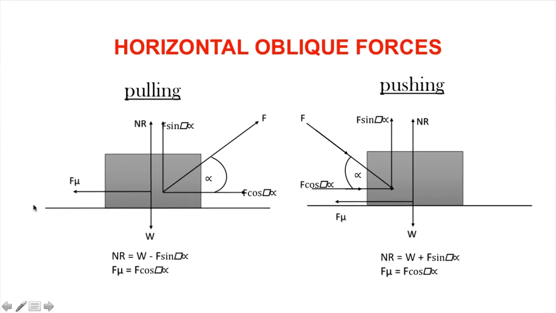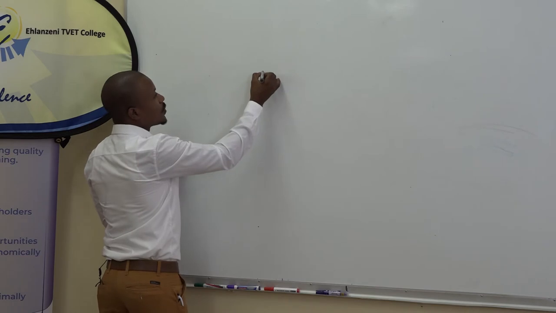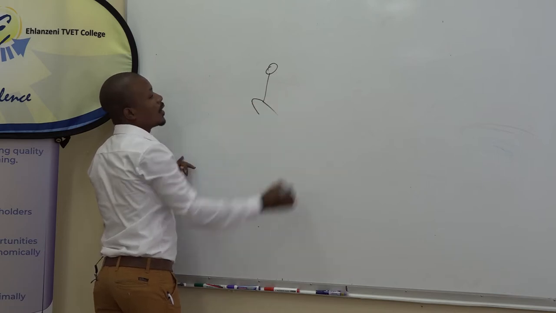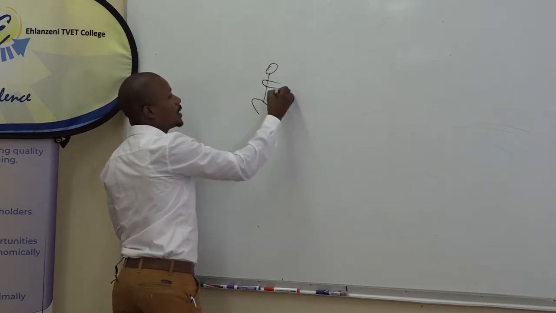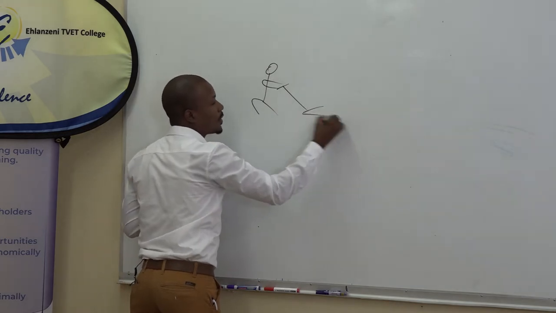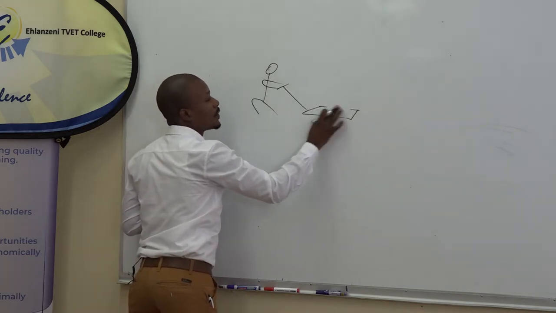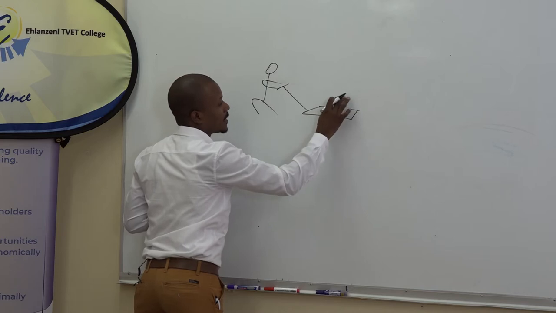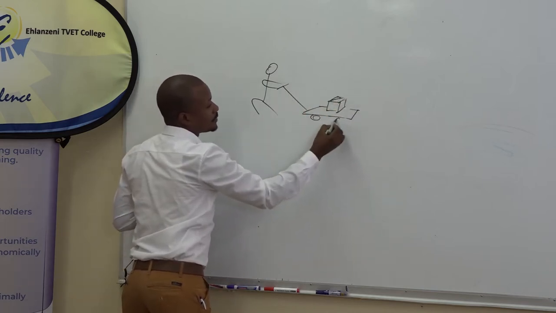Now, here we have the different scenarios of oblique forces, more particularly on a horizontal plane. We have the first one for pulling. What happens when you pull an object, right? Here's you, just a rough sketch. You are not very good at drawing. You are pulling this object. Maybe you have your goods here in this object, like that. So you are pulling this object.